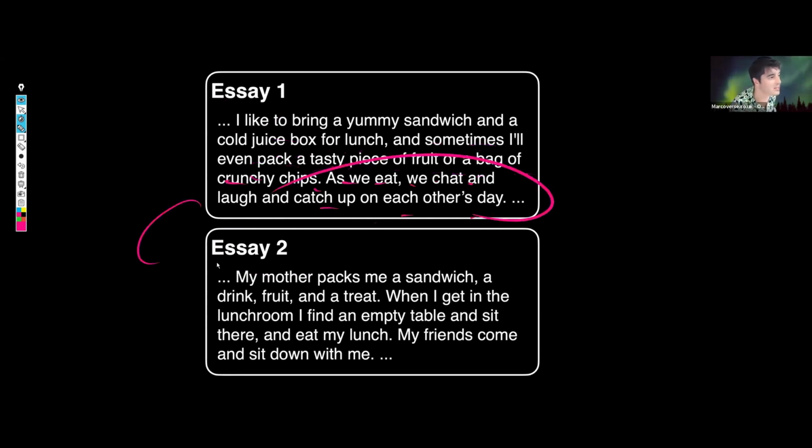Essay number 2: My mother packs me a sandwich, a drink, a fruit, and a treat. When I get in the lunchroom, I find an empty table. I sit there, I eat my lunch, my friends come and sit down with me. Okay, so very, very similar. But what do you guys think? So obviously it splits between 1 and 2.